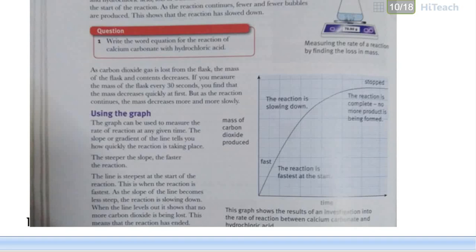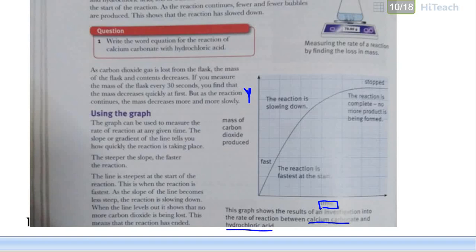In this reaction I want to measure the mass of carbon dioxide produced. Here on the y-axis I measure the mass of the carbon dioxide, and here is the time. Over time, I'm going to measure the mass of carbon dioxide. If I want to study this graph, it's the reaction between calcium carbonate and hydrochloric acid. Here is how the reaction worked.